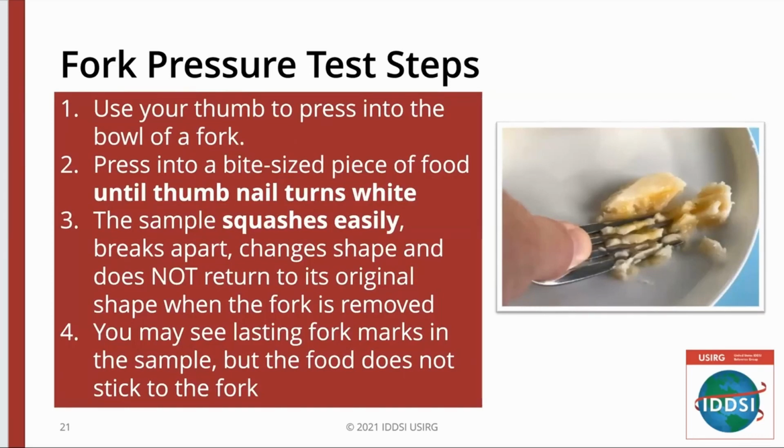Use your thumb to press into the bowl of a fork. Press into a bite-sized piece of food until your thumbnail turns white. The sample squashes easily, breaks apart, changes shape, and does not return to its original shape when the fork is removed. You may see lasting fork marks in the sample, but the food does not stick to the fork.